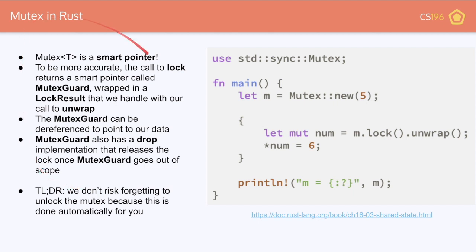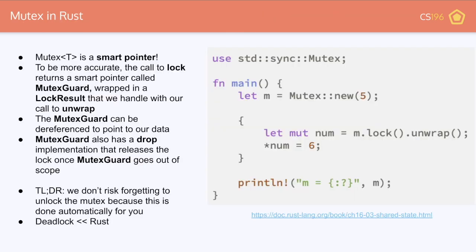If this seems like a lot of complex jargon, we have a TLDR here. We don't risk forgetting to unlock the mutex because this is done automatically for you. Rust automatically handles unlocking the mutex by using drop, and therefore deadlock in Rust is very unlikely. I actually don't think it's possible to deadlock in Rust, which is great. We don't want to deadlock, and although it's a little more complex, the syntax helps us logically to write cleaner code that is less likely to fail.